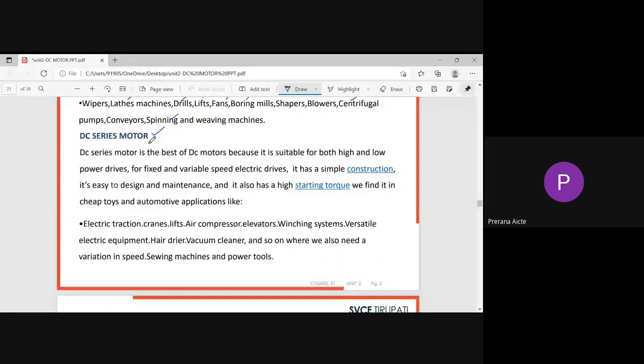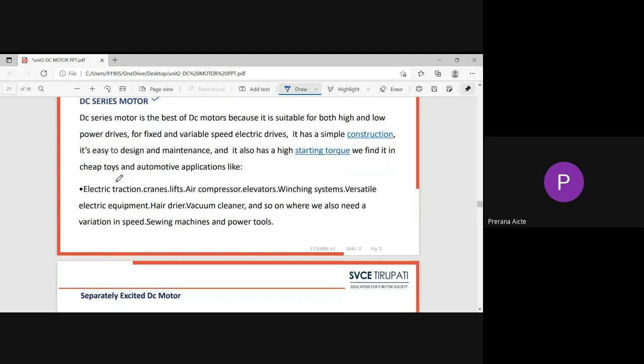While coming to the DC series motor, it is best suited for high starting torque. High starting torque means which type of applications? Those are nothing but very important electric traction. From olden days onwards, we use DC series motors in traction, cranes, lifts, and elevators. These are the major important applications for the DC series motor.